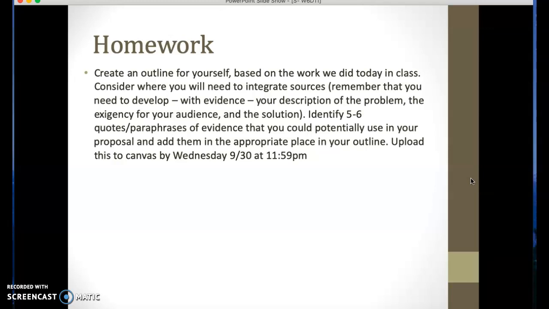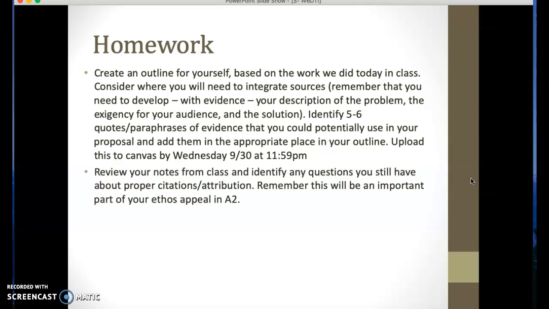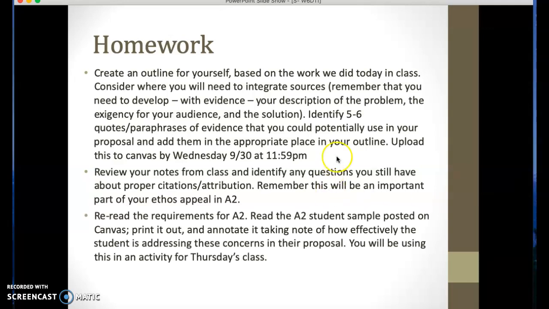Canvas by Wednesday, so this Wednesday, September 30th at 11:59. Review your notes from class, identify any questions you have about this, and reread the requirements for A2, make sure that you're clear on everything, and then also take a look at the student example posted on Canvas.